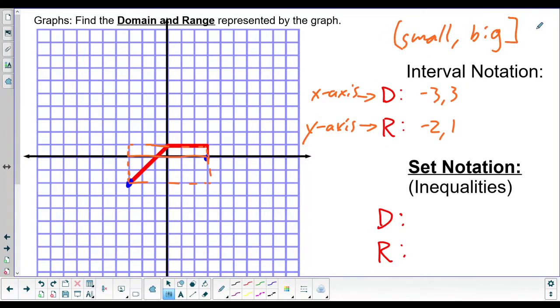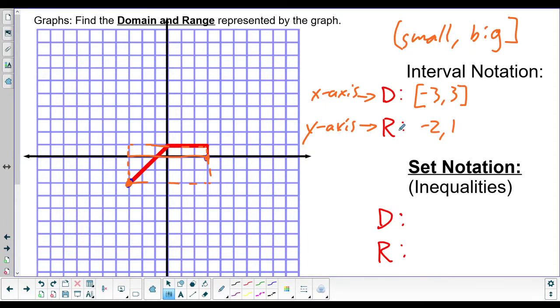Maybe parenthesis, maybe bracket. Now we have to figure out, do we use parentheses or brackets? So this point here is filled in. That's the point that makes me go all the way to the left. So we're going to use this point to determine if the left side should be filled in, or rather if it's a bracket or a parenthesis. Because it's filled in, it gets a bracket. This point is also filled in. That's what makes me come all the way over here. So it gets a bracket as well.